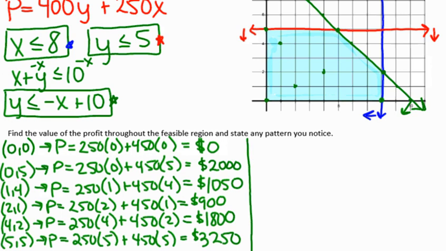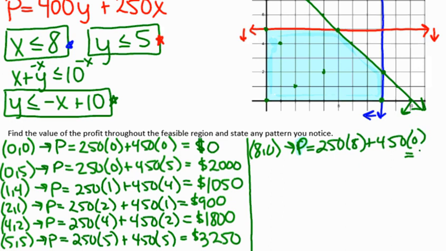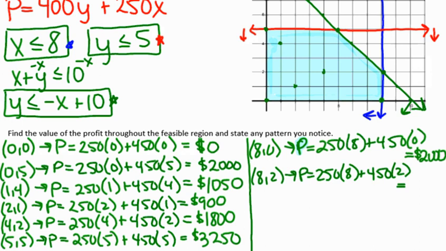Got a few more points left just to check. 8 and 0 was another one that we plotted. Oops. P equals $250 times 8 plus 450 times 0. Profit drops a little bit to 2,000. And the last point we had was that other corner, 8 and 2. That will give us a profit of 2,800.